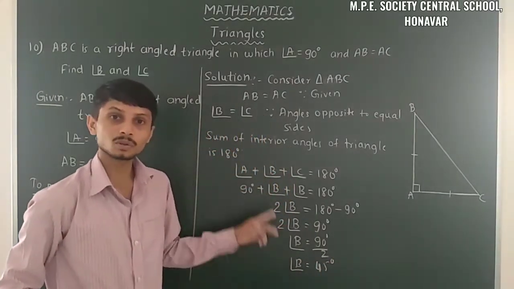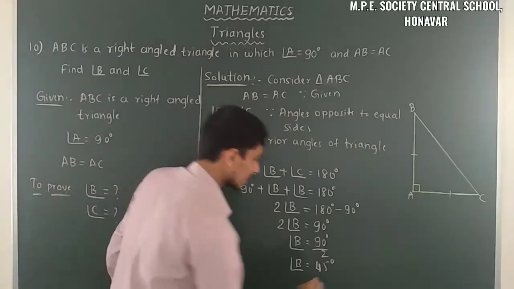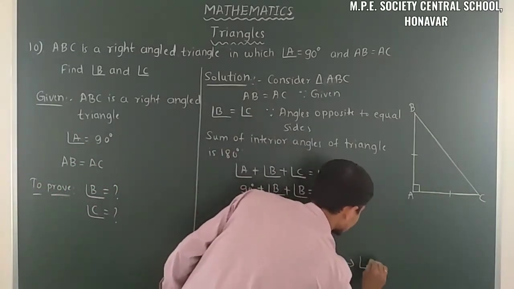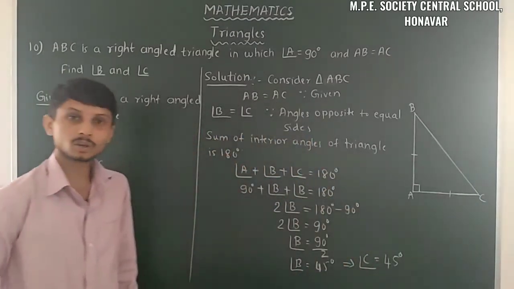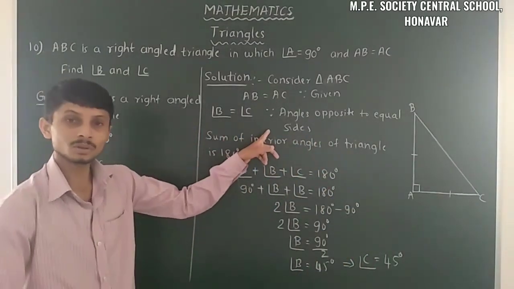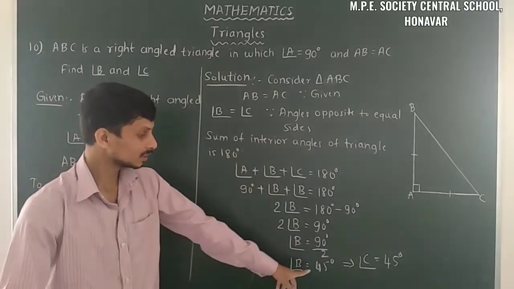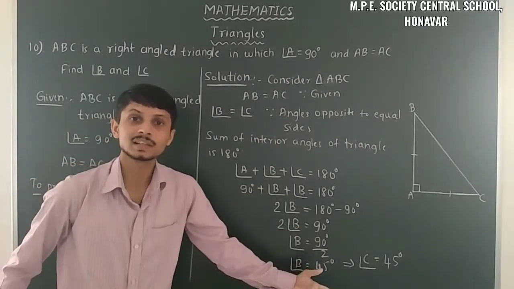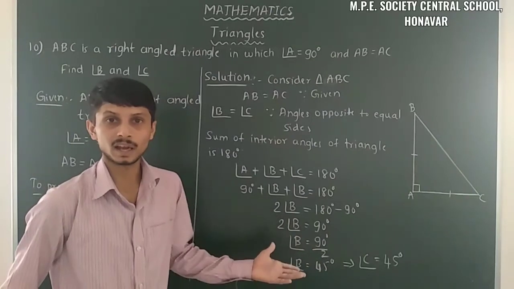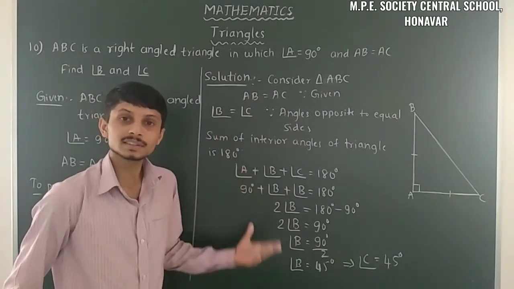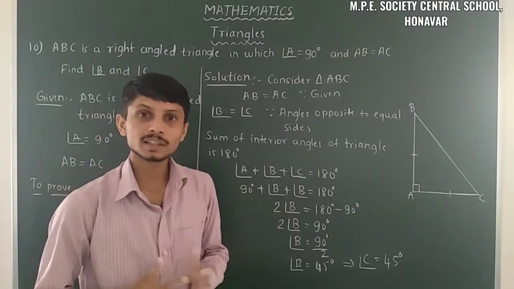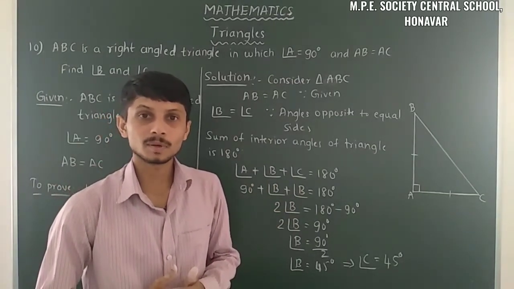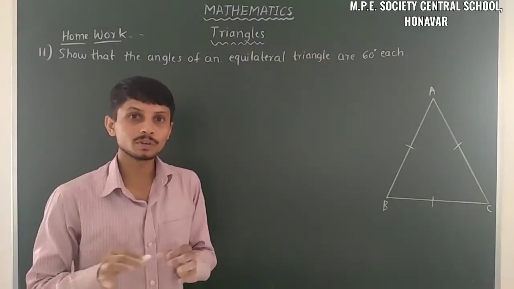Since angle B is equal to angle C, this implies angle C is equal to 45 degrees. Because we have angle B equal to angle C, angle B is 45 degrees and angle C is also 45 degrees. So this is the solution of this problem. Let us take the last problem as homework.